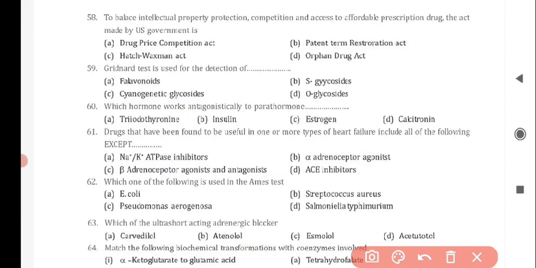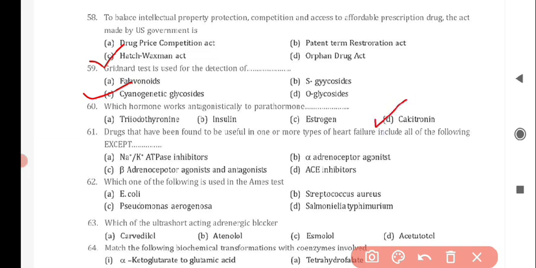Next question is to balance intellectual property protection, competition and access to affordable prescription drug, the act made by US government is, and the correct answer is option C, Hatch-Waxman Act. Next question is Grignard test is used for the detection of, and the correct answer is option C, cyanogenetic glycosides. Next question is which hormone works antagonistically to parathormone? And the correct answer is option D, calcitonin.